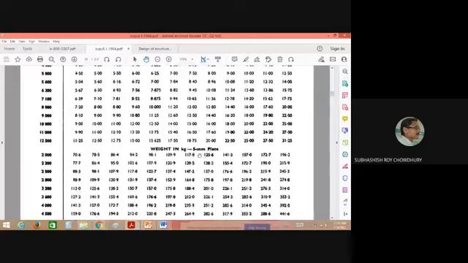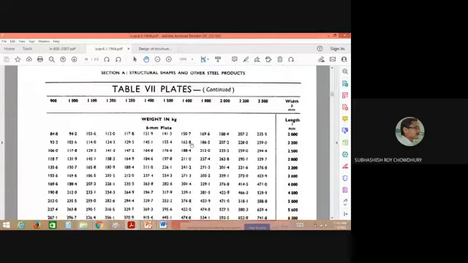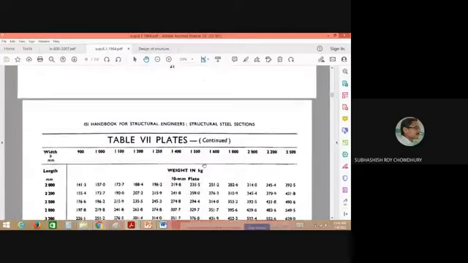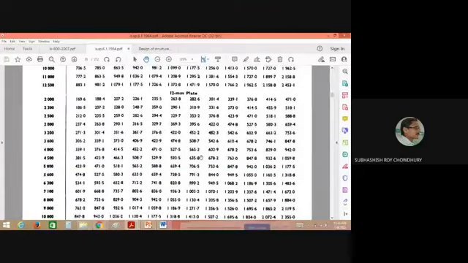Now here the thicknesses are also standard. If you want to consider a thickness of, say, 5.5, it will not be available. So it is the 5 millimeter plate. Then there will be the 6 millimeter plate. Like that the plate thicknesses are also fixed: 8 millimeter plate, 10 millimeter plate, 12 millimeter plate.